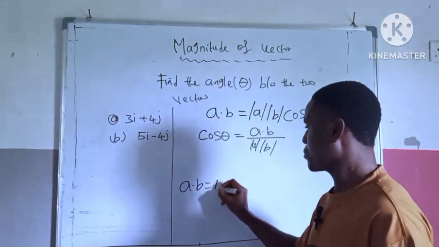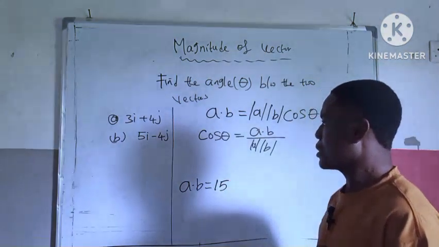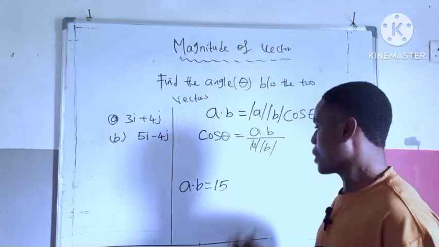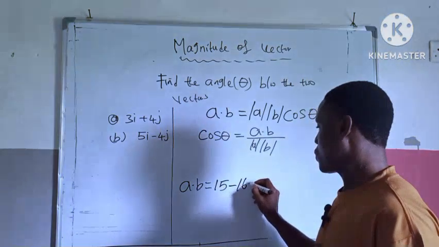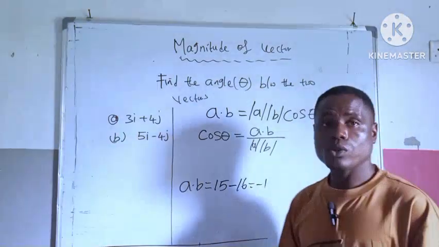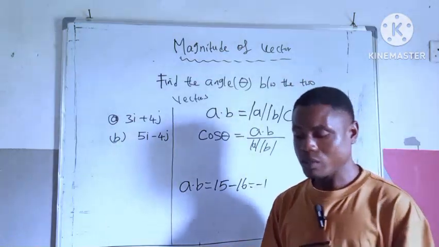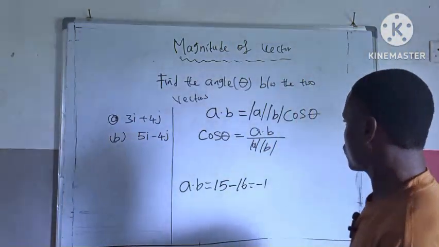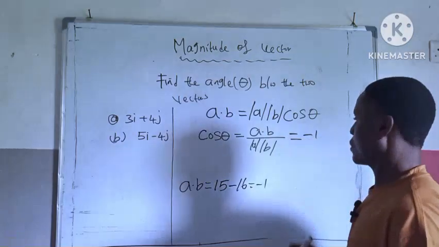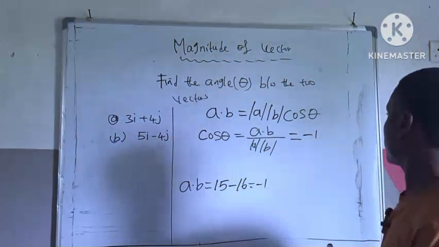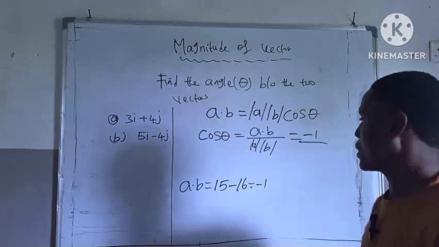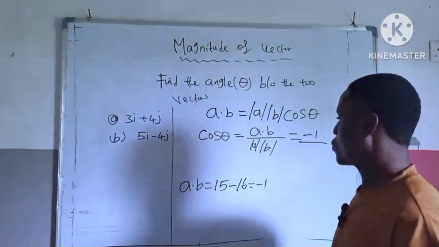Let's not waste time. It is 15. Then 4 times minus 4 is minus 16. So 15 minus 16 is minus 1. We've solved all these before, so you don't need to be confused again. So the dot product is minus 1. Yes, minus 1. So all over, let's find the magnitude.